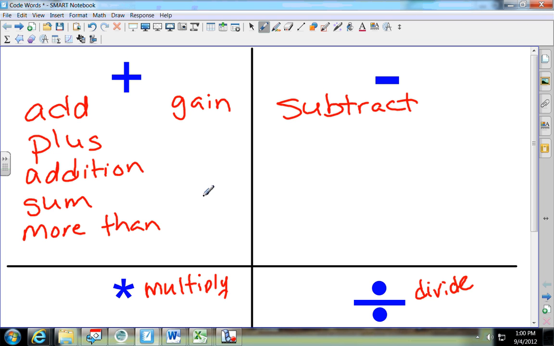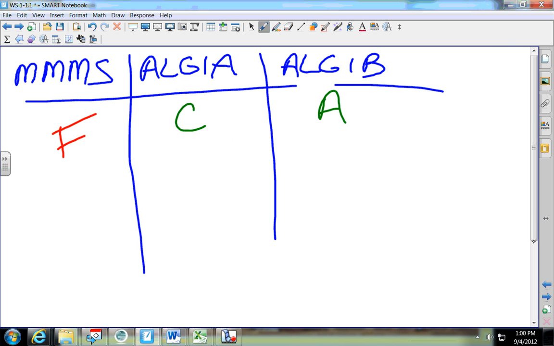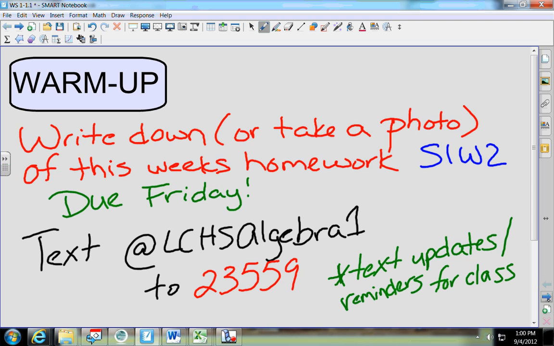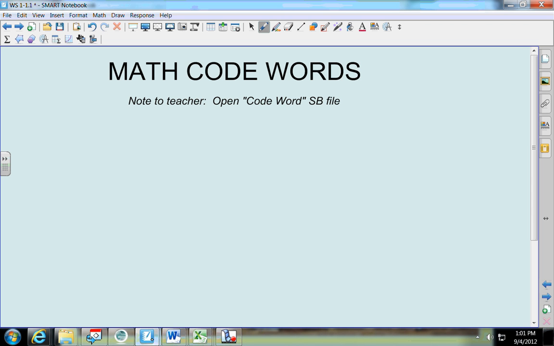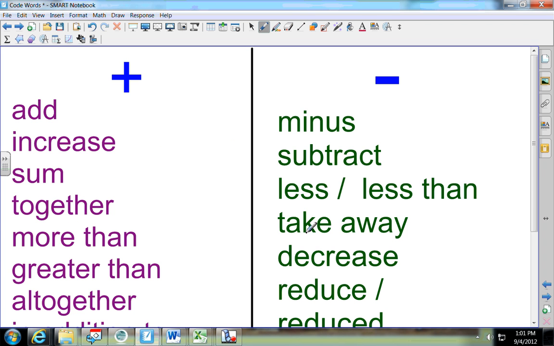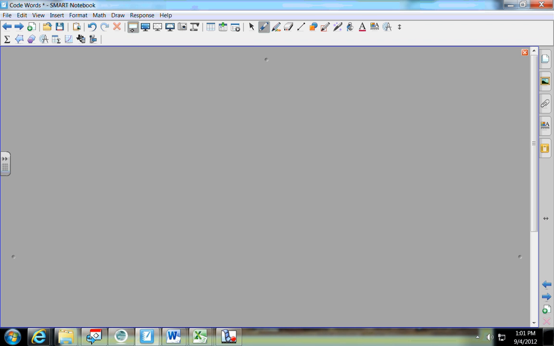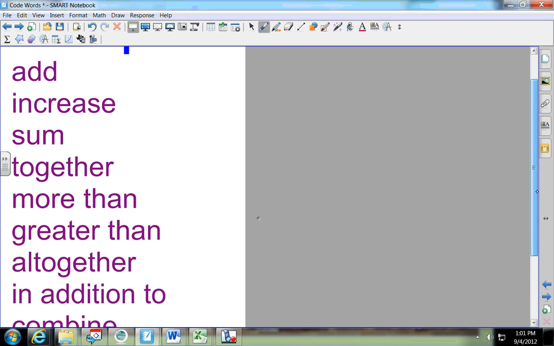Deposit. Let's see if I can find my other. Nope, that wasn't it. Well, let's go back here. I'm flipping, I was about to say I'm flipping channels. Okay. Here's some other ones right here. Did you have any of these?